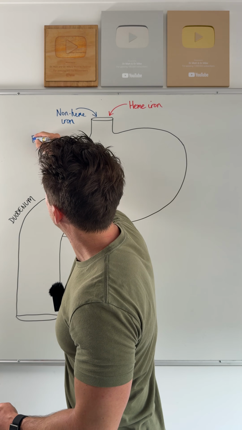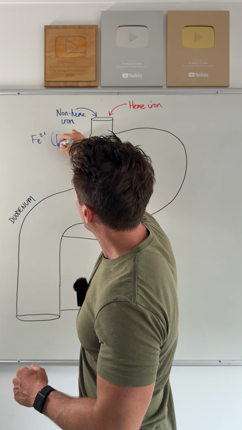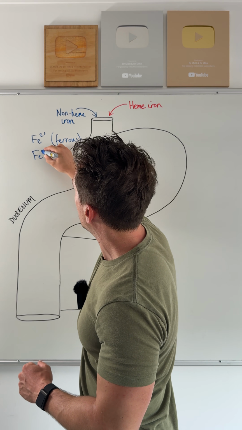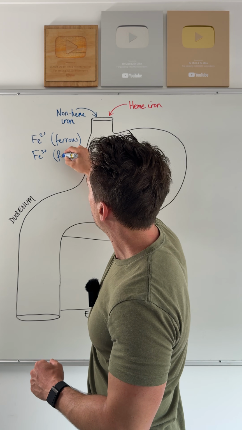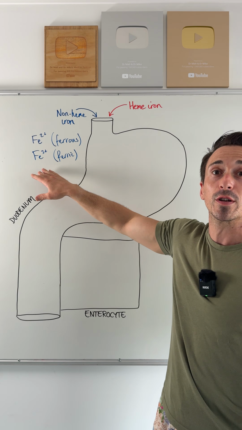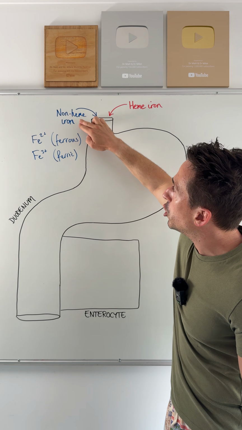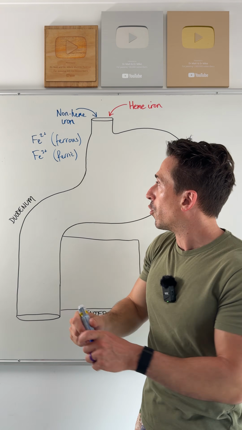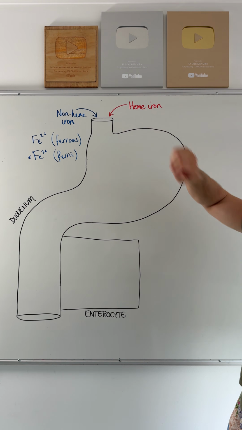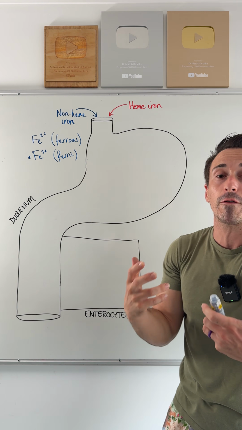So iron is written as Fe, but the ionic form is Fe2+, which we call ferrous iron, and the other one is Fe3+, which we call ferric iron. Now, these are the two ionic forms of iron that we can get from our diet. Importantly, when we look at non-heme iron, the predominant form is that of ferric iron. Now, heme iron is effectively one of these, but inside of a heme ring, what we call a porphyrin ring.